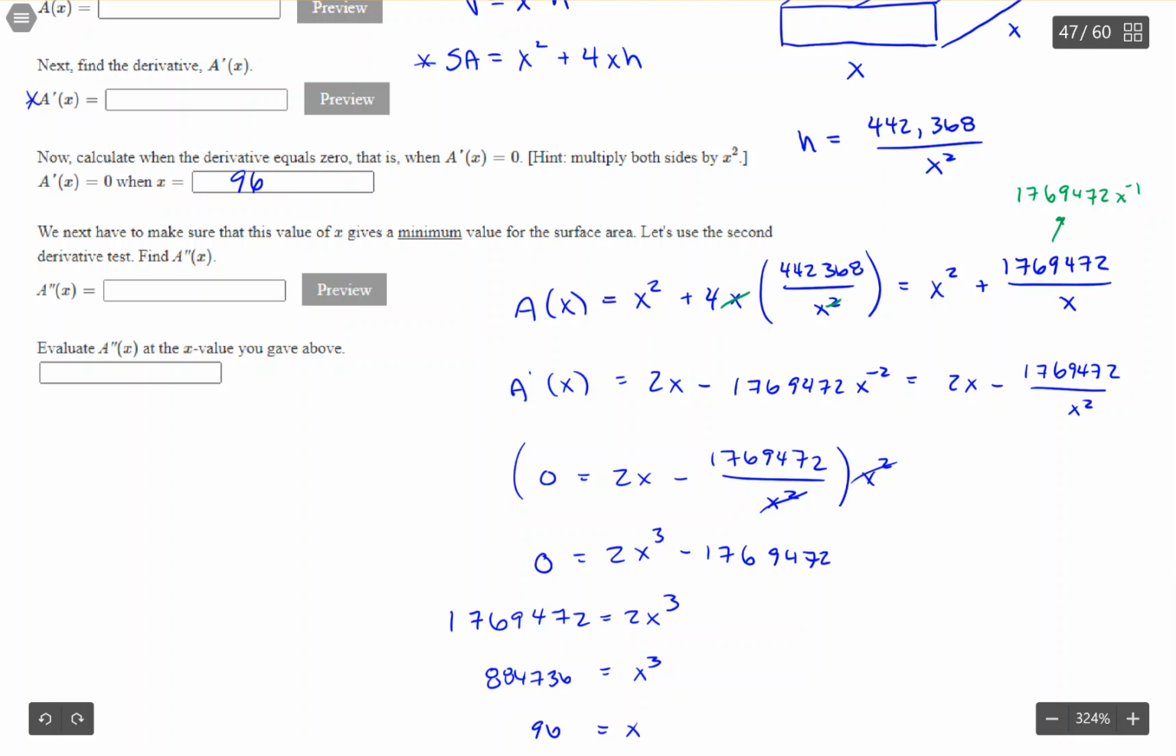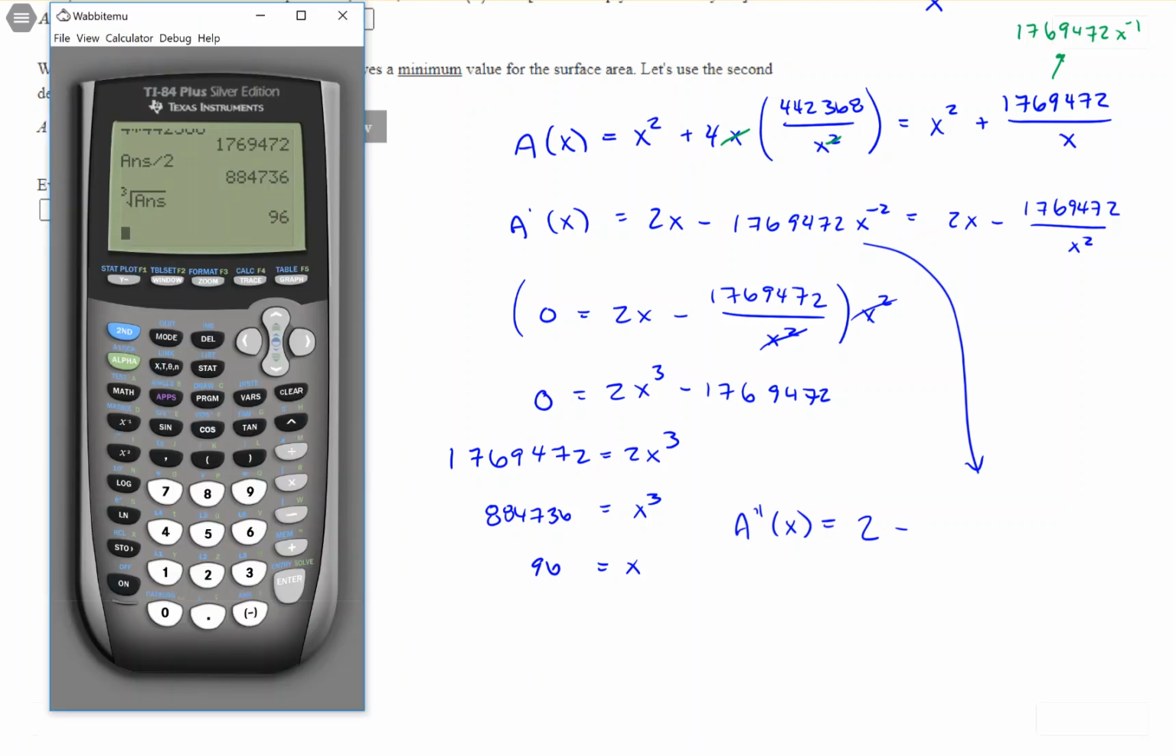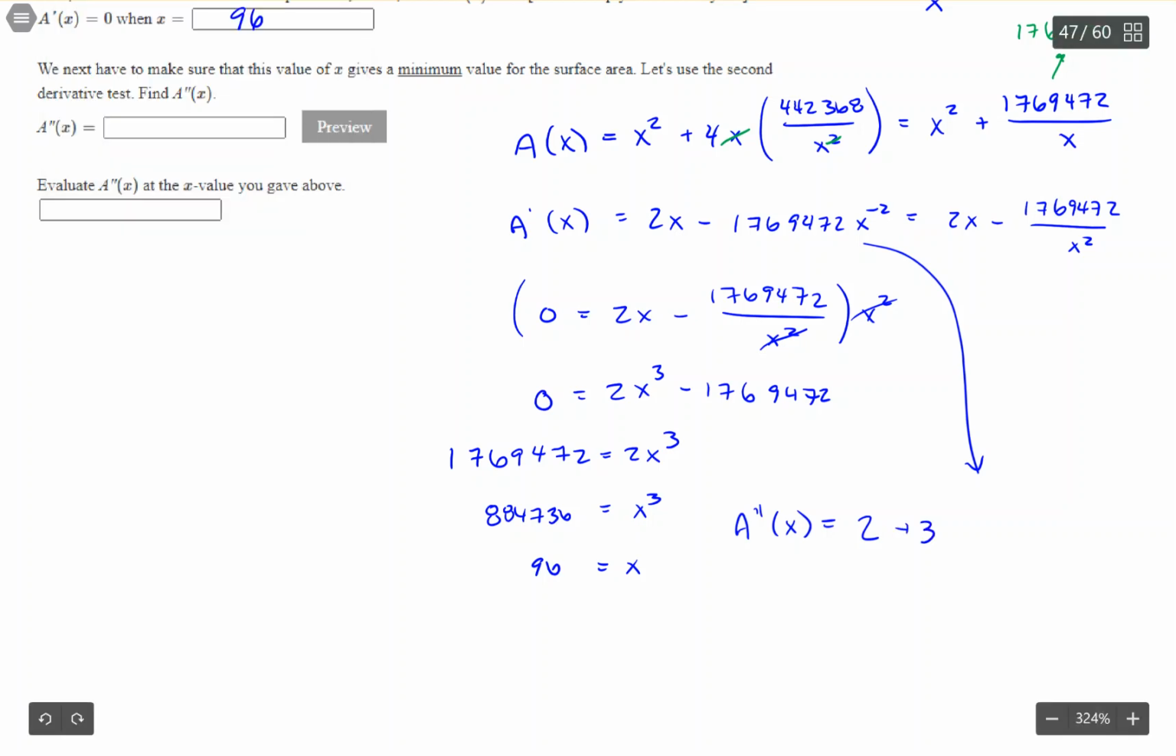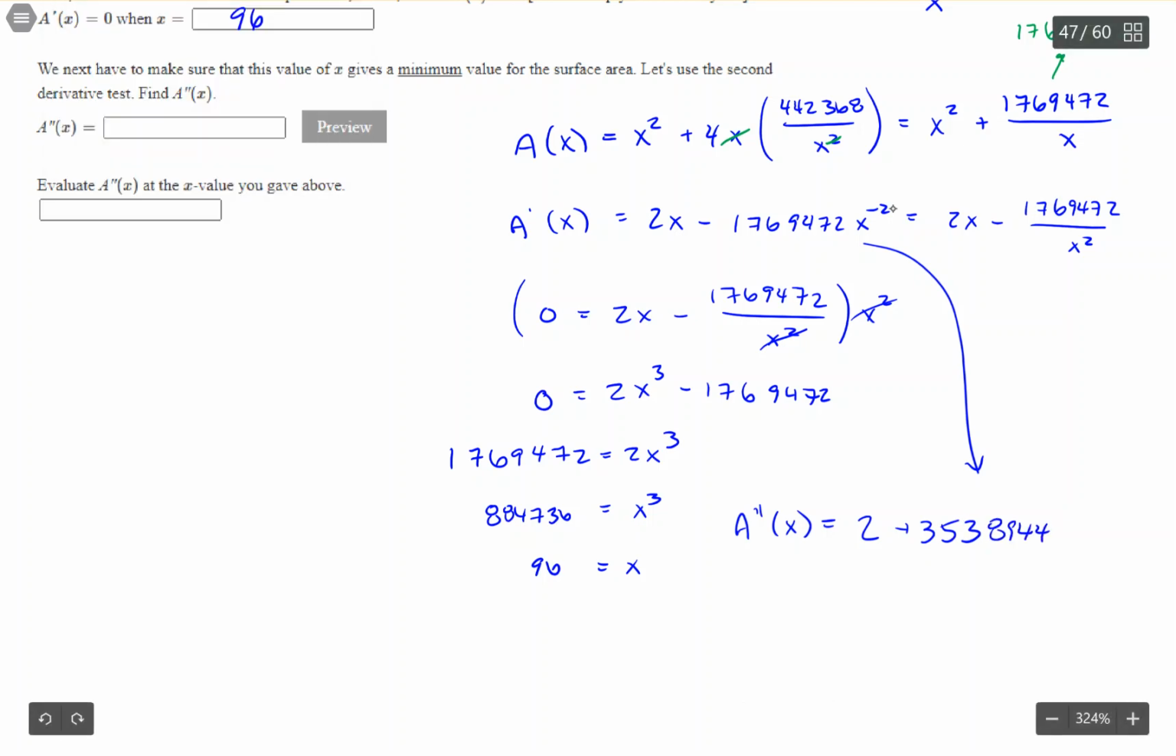So that's 96. We next have to make sure this value gives a minimum for the surface area, and we'll use the second derivative test to determine that. So what we will do is find the second derivative. Taking this right here, the derivative of 2x is just 2, and if I bring, oh no, I do have to work with this number again. 1,769,472. Now I have to multiply it by 2, so it's going to be plus 3,538,944 x to the negative third.